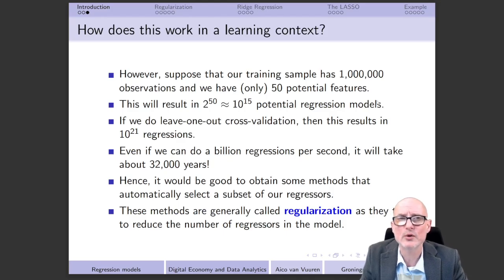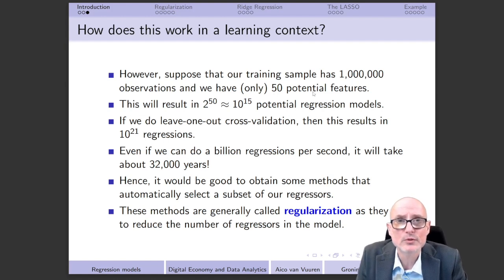That is not that much in a learning context, because in a learning context we usually have many more features, as I already said. For example, if we would like to do things like face recognition, then typically we are in the millions of different features. But in this particular situation, we only assume that we have 50 potential features. Then the question arises: how many potential regression models can we have based on 50 potential features?